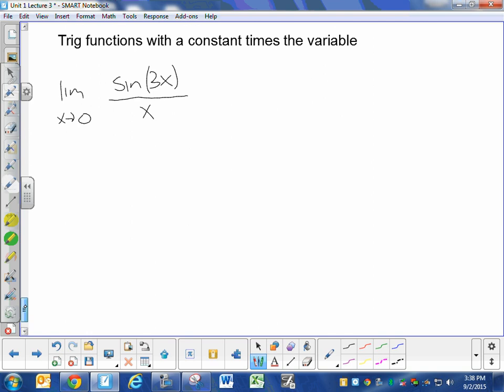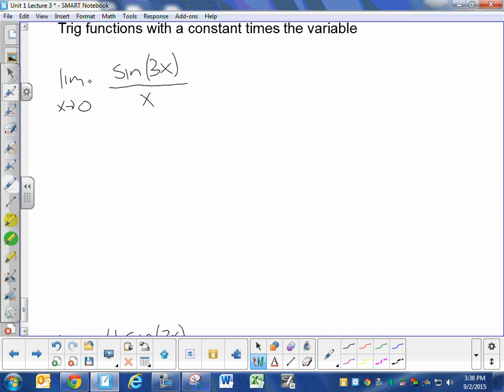Trig functions with a constant times the variable. So the sine of 3x over x. This is different from 3 sine of x that we had earlier. Okay? We need a different technique to be able to figure out this limit. Once we figure out this technique, maybe we'll be able to figure out a quicker way to deal with it. Okay? So I don't know what the sine of 3x over x is going to approach.